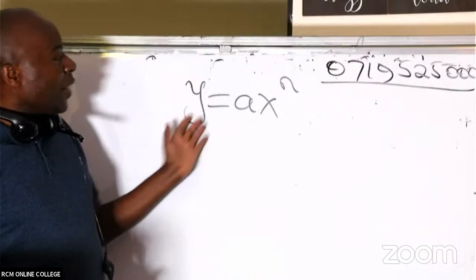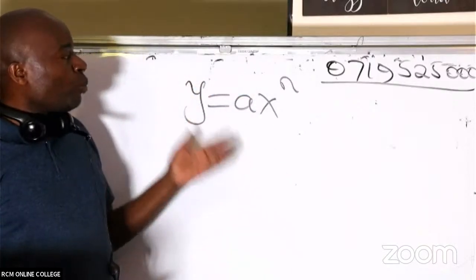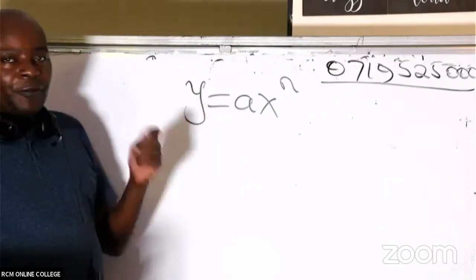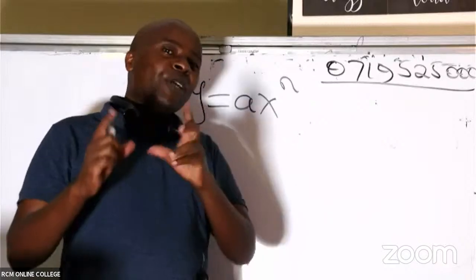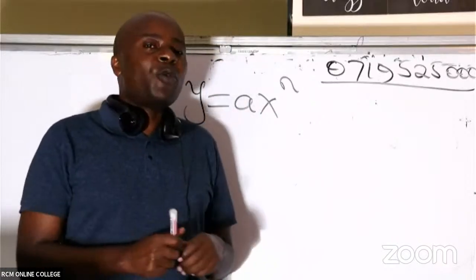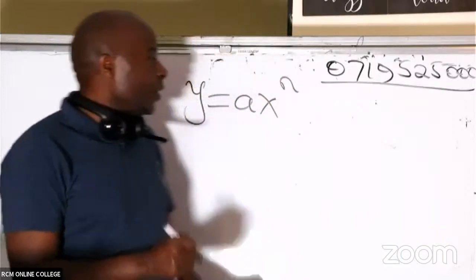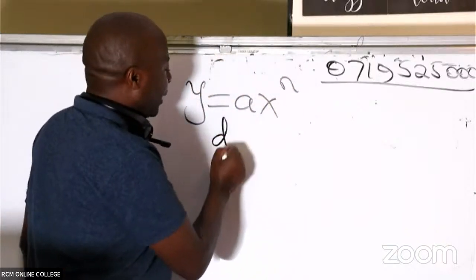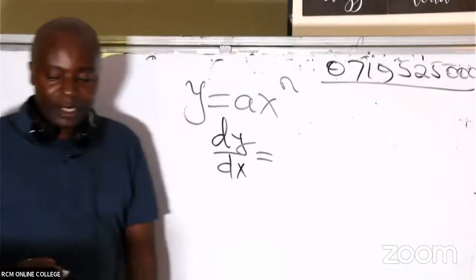So if you're given an equation like this, y equals ax raised to power n, and somebody tells you to differentiate. To differentiate, we've said it's all about rates of change, it's all about gradients. And how do we get this gradient? We say the change in y over change in x. However, for differentiation, we talk of dy all over dx.